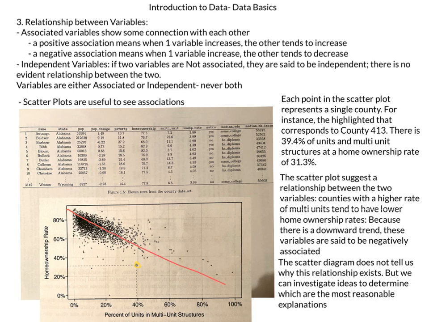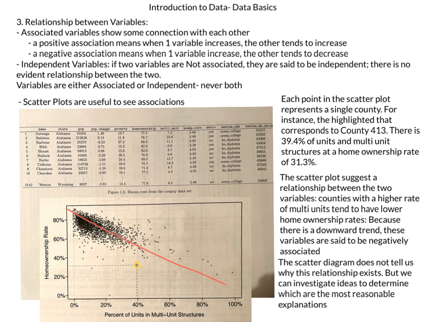So what this represents to me is counties with a higher rate of multi-units, that's over here, right? The percentage goes higher, but they tend to have lower home ownership rates, right? So counties with a higher multi-unit percentage tend to have lower home ownership rates because there's a downward trend. You can see this in the line. These variables are said to be negatively associated.